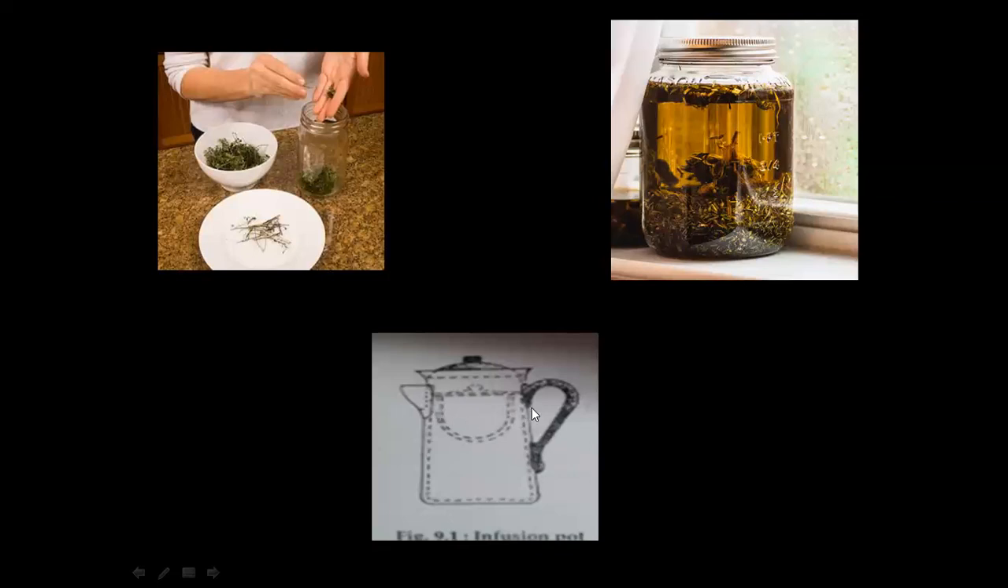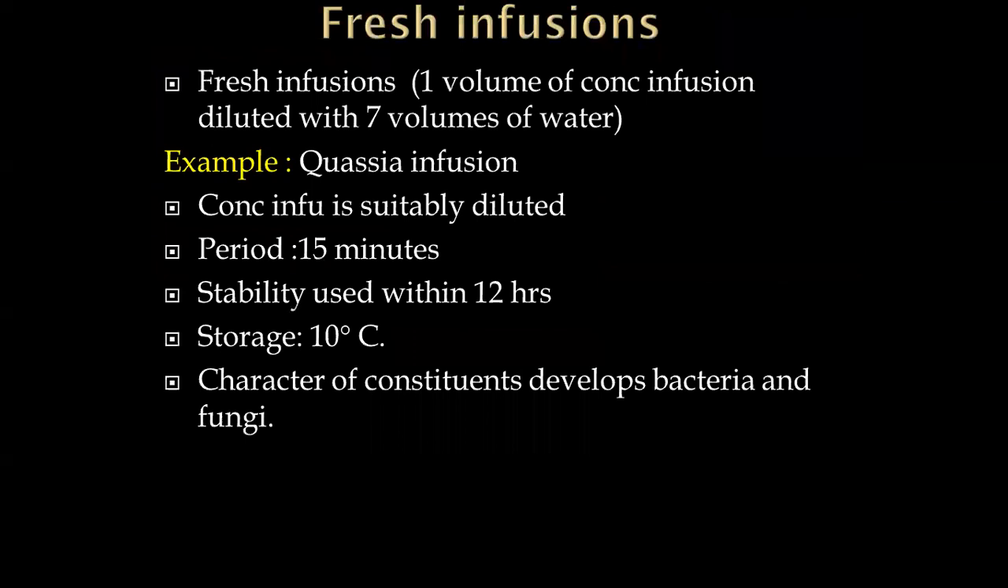So to occupy the maximum space, this muslin bag method is replaced with the infusion pot, where instead of a muslin bag there is a perforated plate, and throughout the plate you can keep your raw material, and without stirring we are able to extract all the active constituents present in the infusion. So this is the methodology of infusion preparation. And these infusions are divided into two types: one is the fresh infusion and the other is the concentrated infusion.